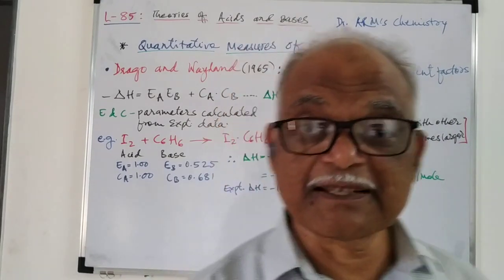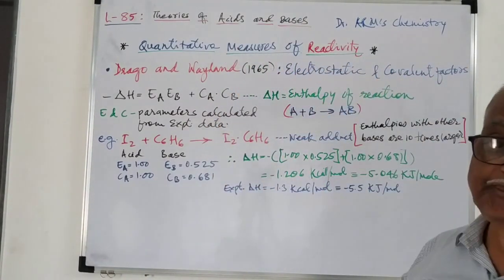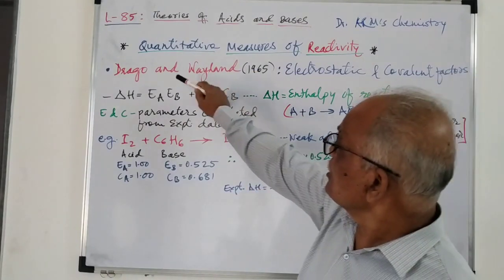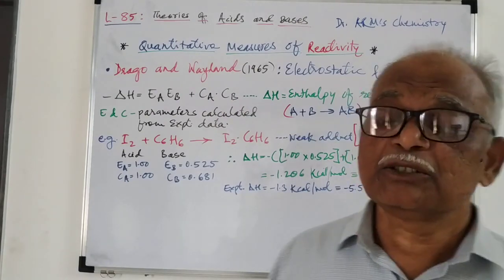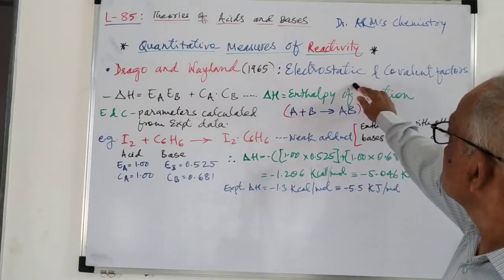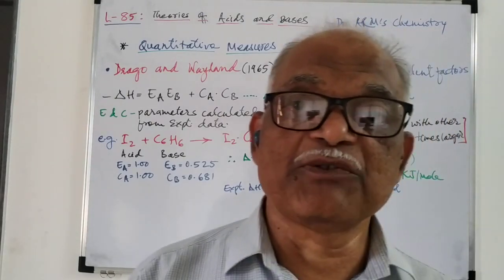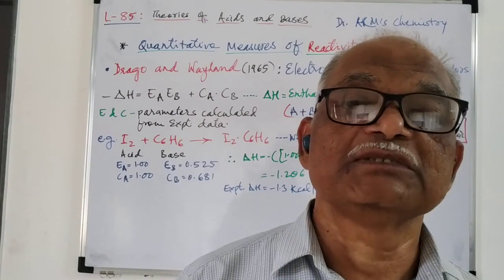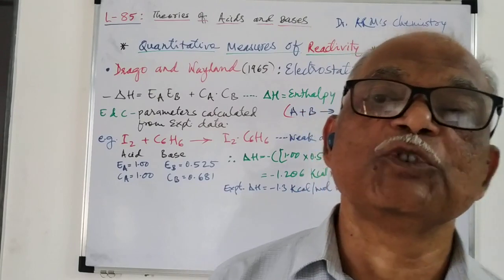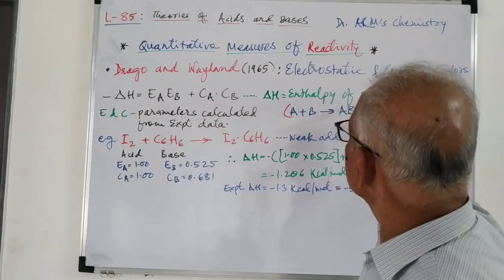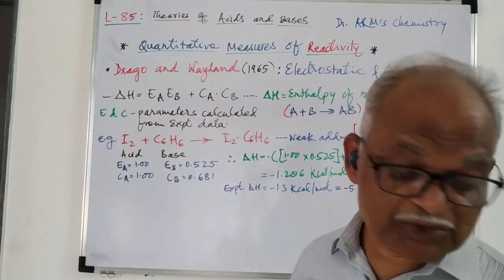We are discussing the quantitative measures of reactivity. Here, Drago and Wayland in 1965 provided two parameters, that is, electrostatic and covalent factors. So it means the bond is formed or the molecule is formed having some electrostatic characters and some covalent characters. In order to understand, we have to correlate that by using this equation.